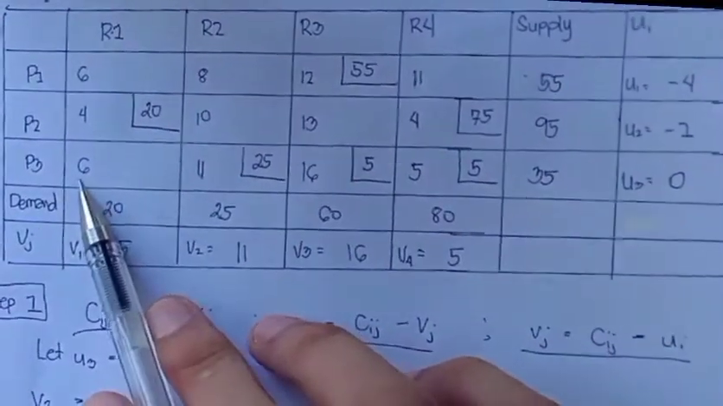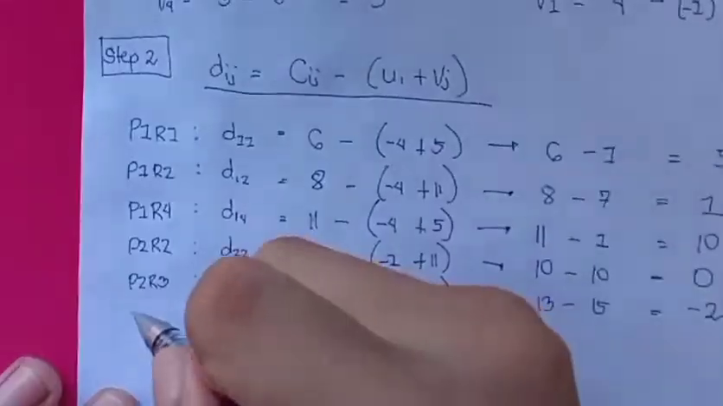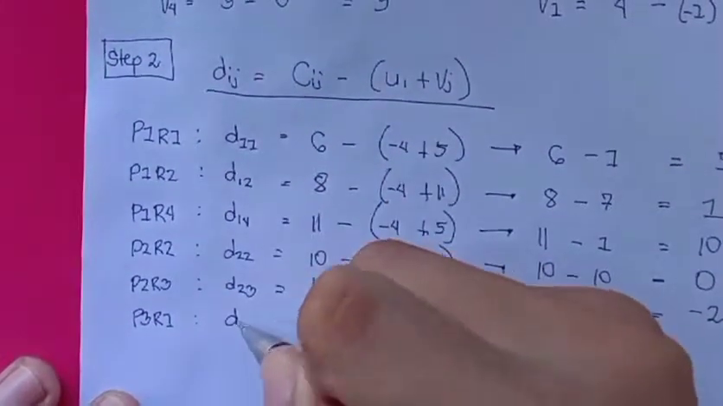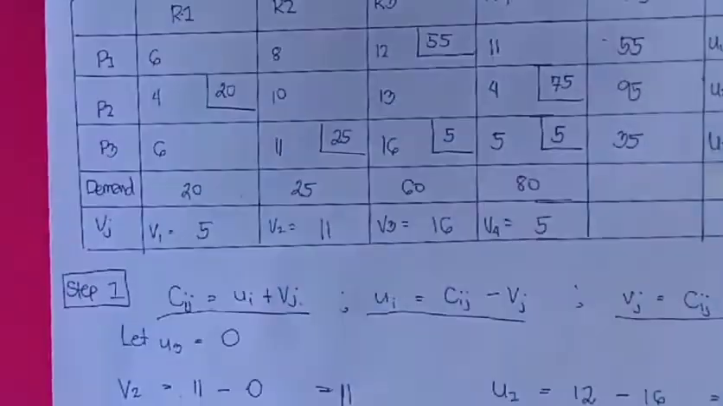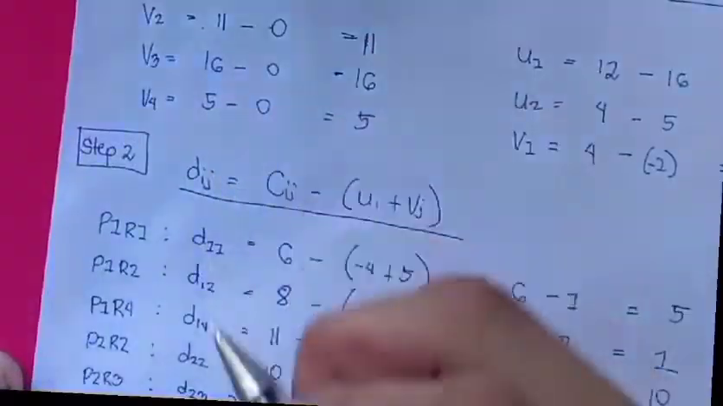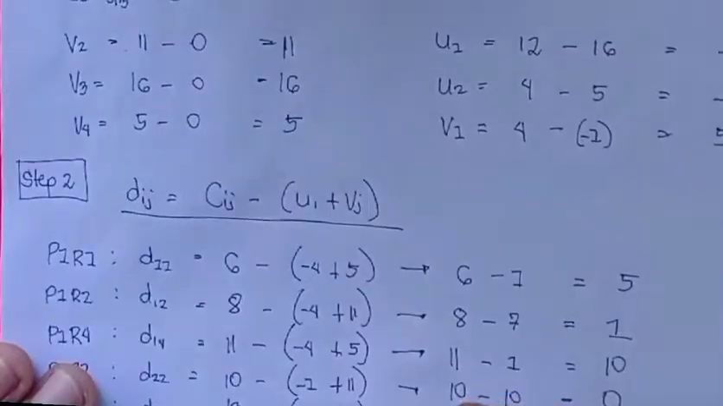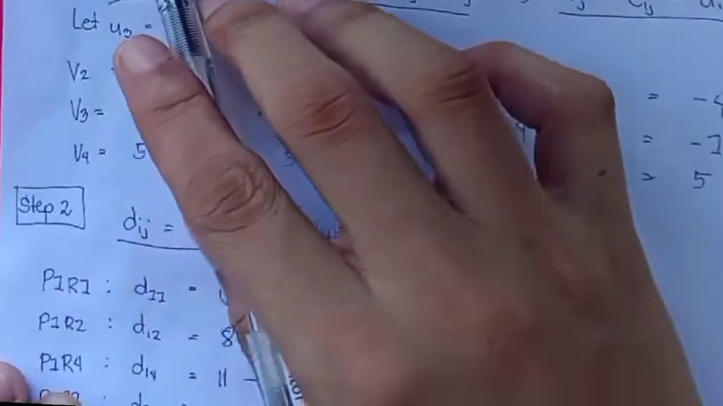Last unoccupied cells here in P3R1, D31. The Cij is 6 and the Ui is 0 plus the Vj is 5. So 6 minus 0 plus 5 is equal to 5. 6 minus 5 is 1.